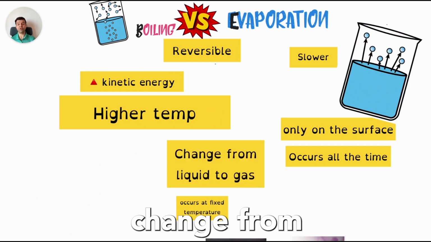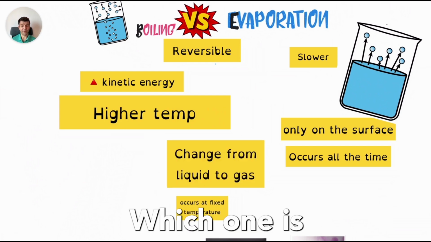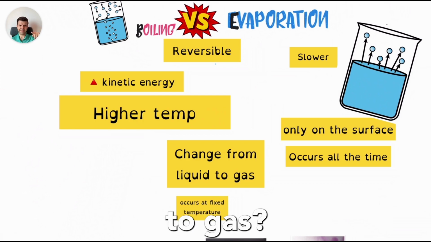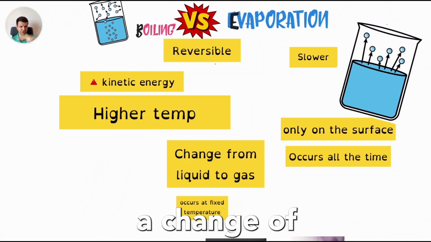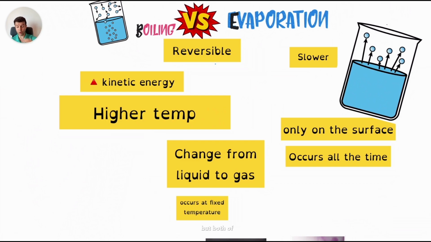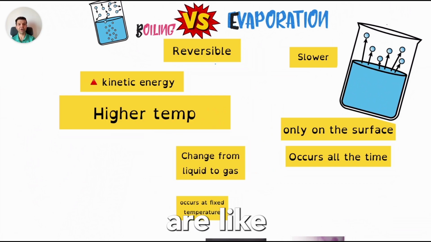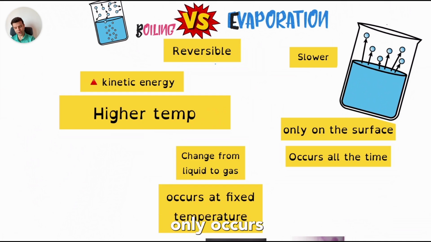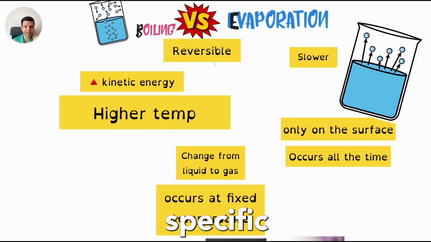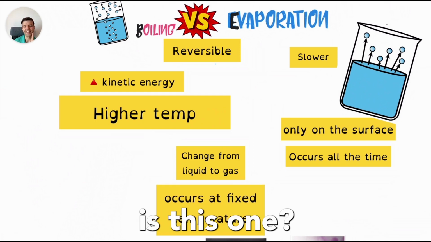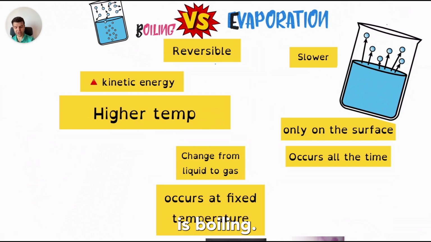Which one is a change from liquid to gas? Think about it. Which one is turning liquid to gas? Both, right? They both involve a change of state. One of them is faster, one of them is slower, but both are a change of state. Which one only occurs at one specific temperature? Do you know which one this is? The only one that occurs at a fixed temperature is boiling.